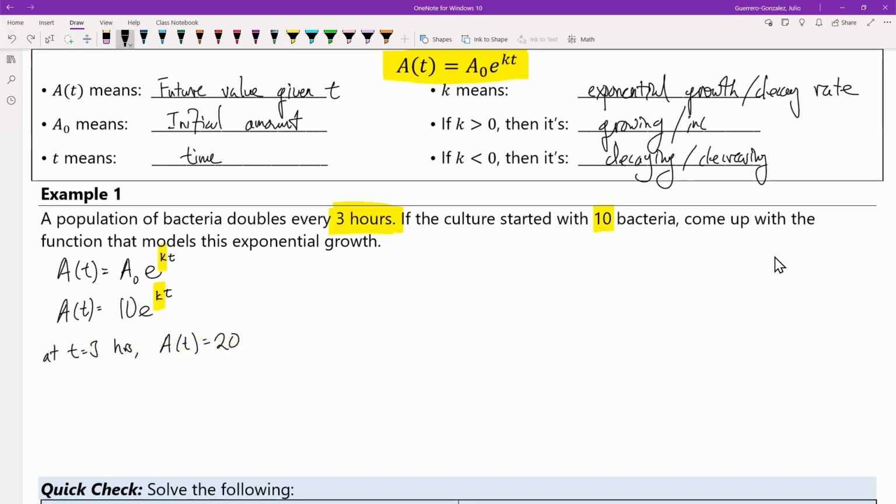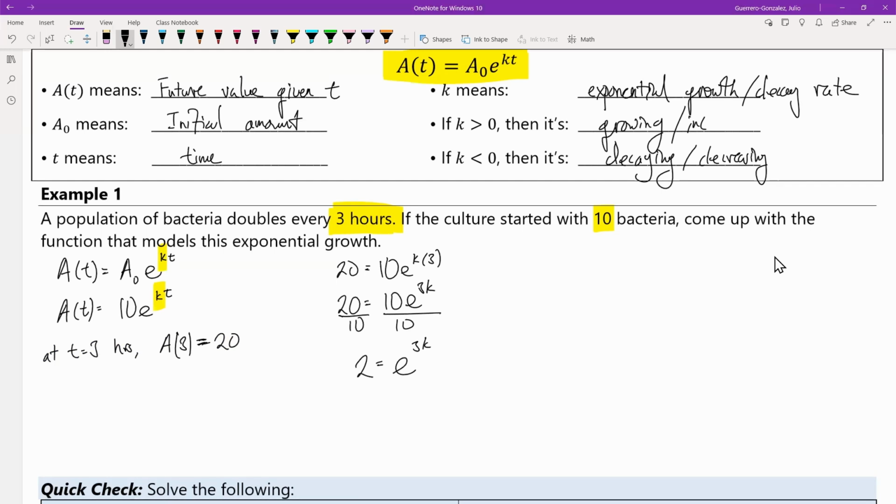So this is basically saying that my 20 has to be equal to my 10e to the k times, oops, sorry, not t, 3, because it's 3 hours. So 20 equals 10e to the 3k. I want the e to the 3k by itself, so divide by 10. Divide by 10: 2 is equal to e to the 3k.